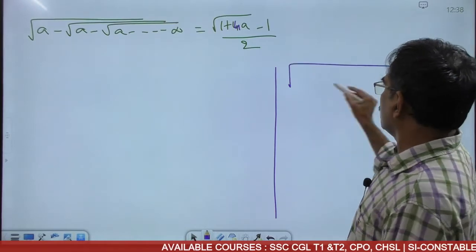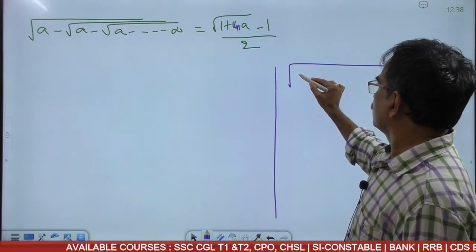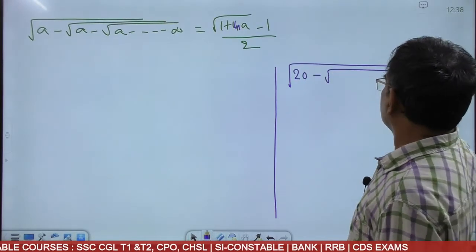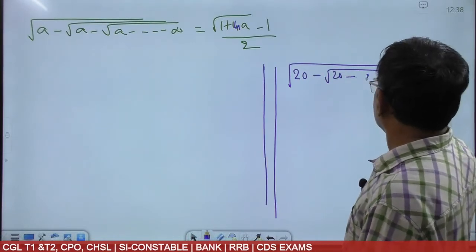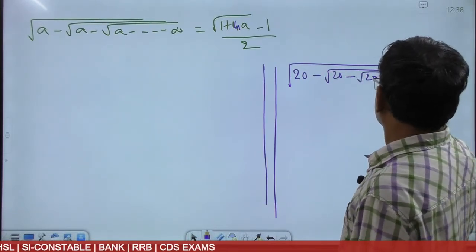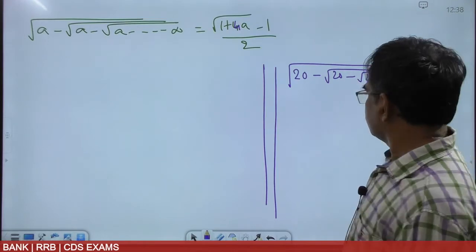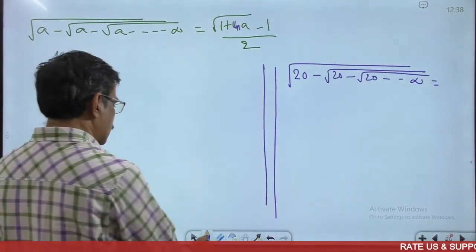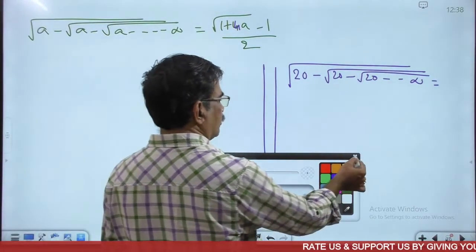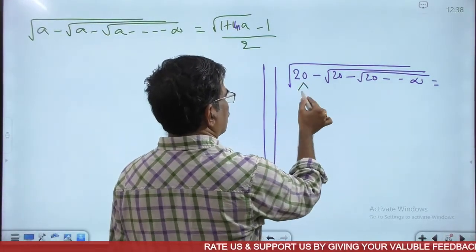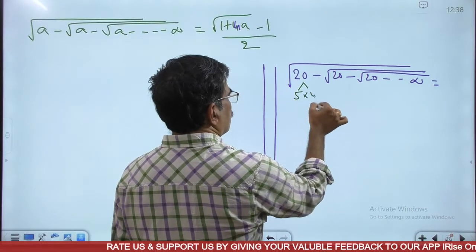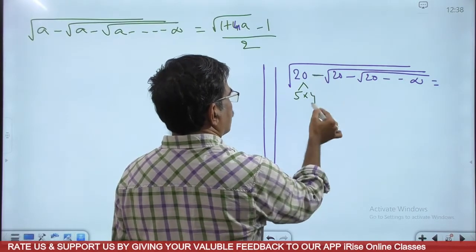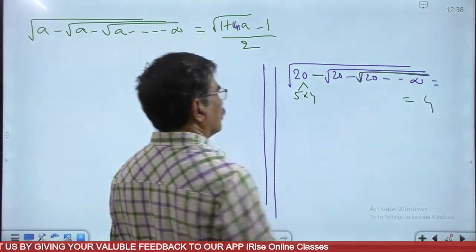The answer is root of 20 minus root of 20 minus root of 20 minus, and so on up to infinity, given. Here also we have a shortcut. If this can be written as a product of two consecutive integers, then if minus is there, the smaller one is the answer, so the answer is 4.